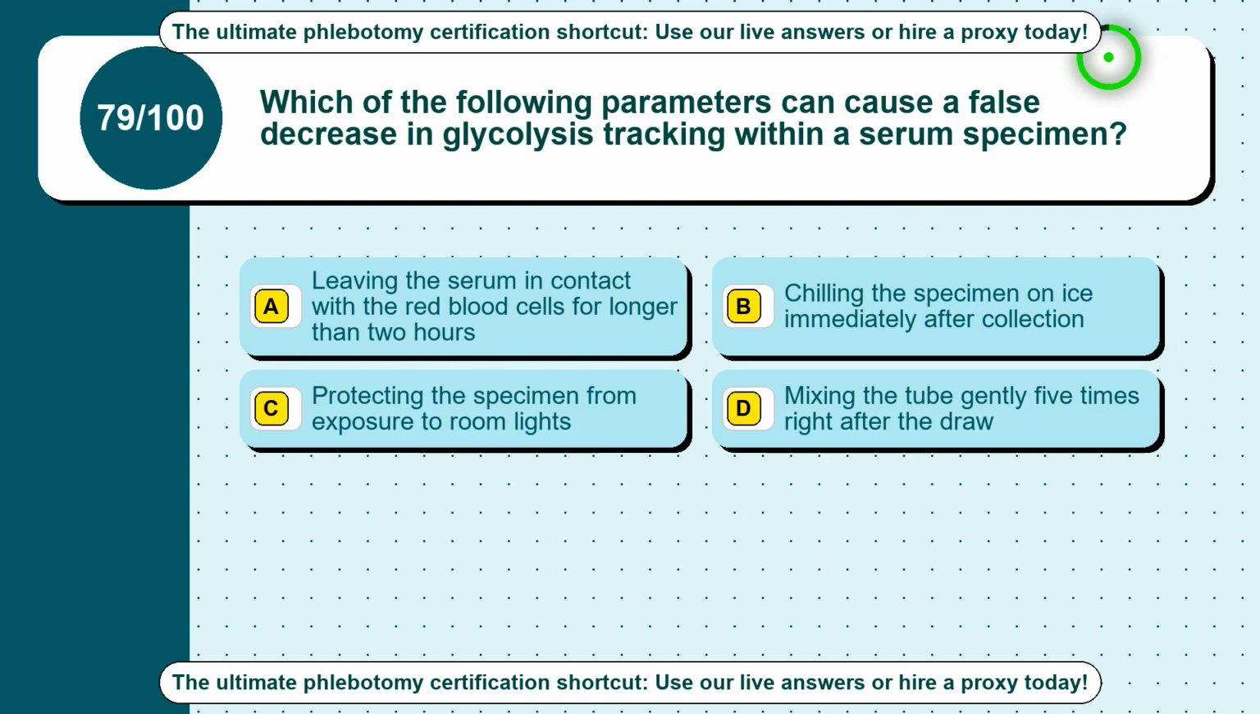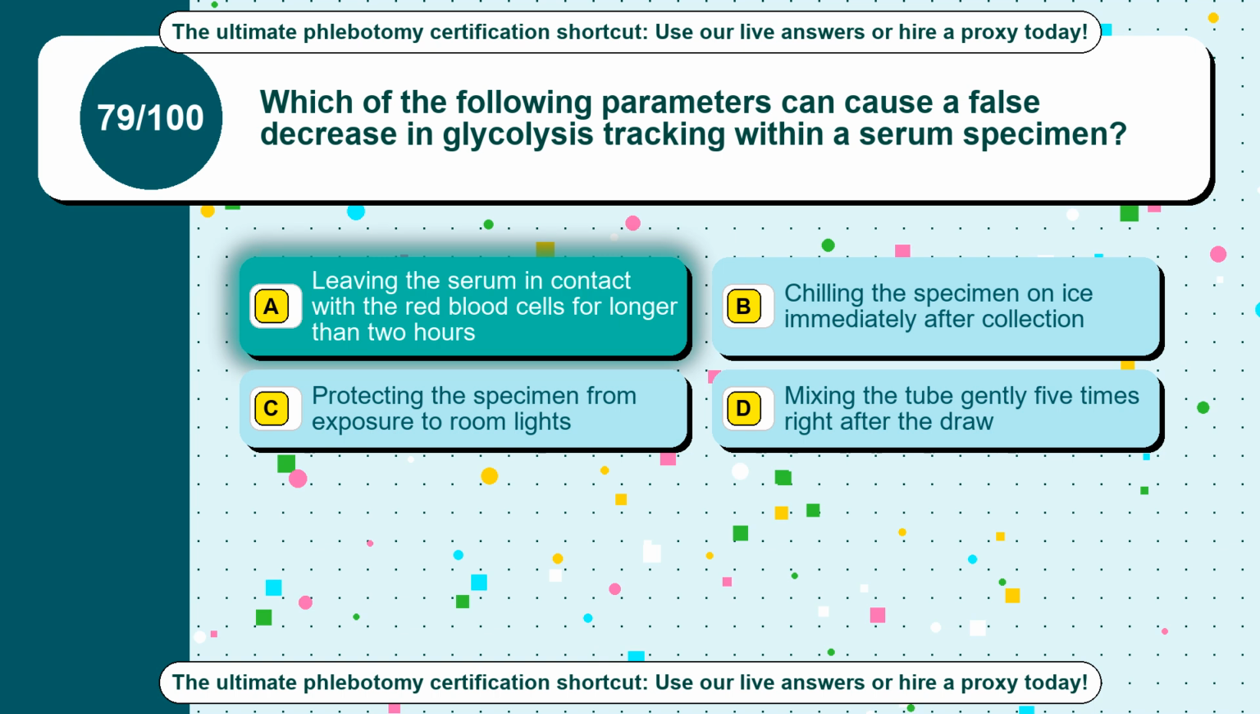Question 79. Which of the following parameters can cause a false decrease in glycolysis tracking within a serum specimen? Option A, leaving the serum in contact with the red blood cells for longer than 2 hours. Option B, chilling the specimen on ice immediately after collection. Option C, protecting the specimen from exposure to room lights. Option D, mixing the tube gently 5 times right after the draw.